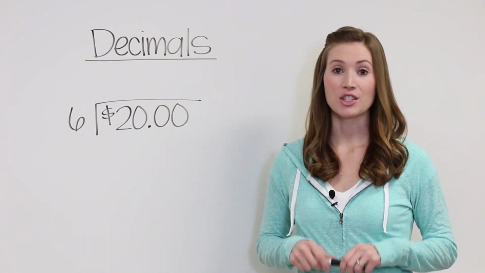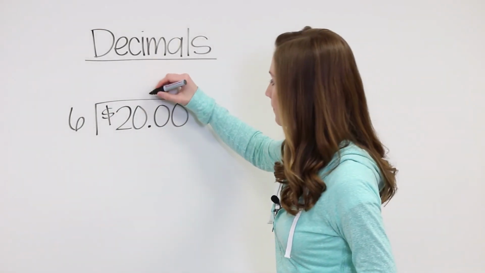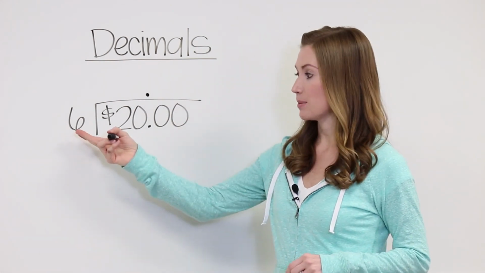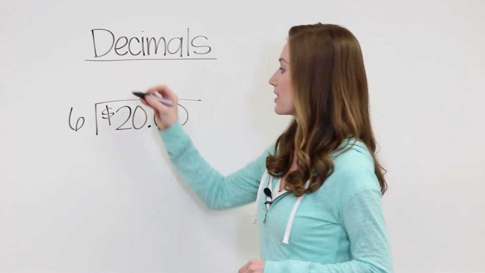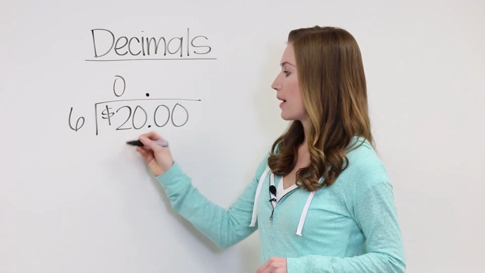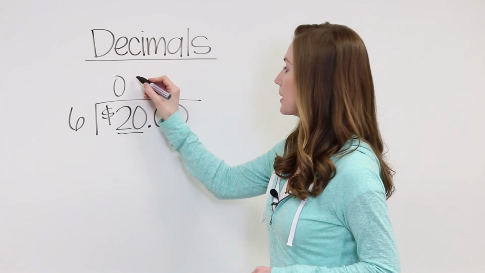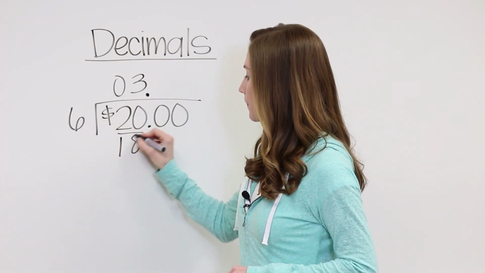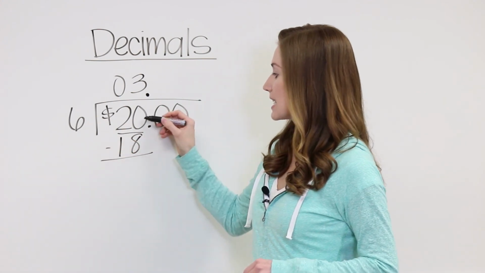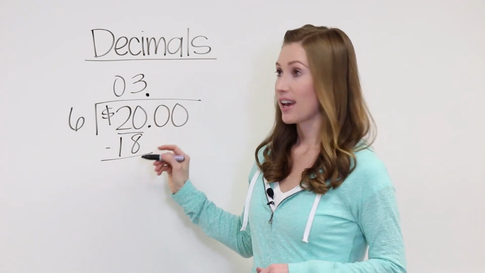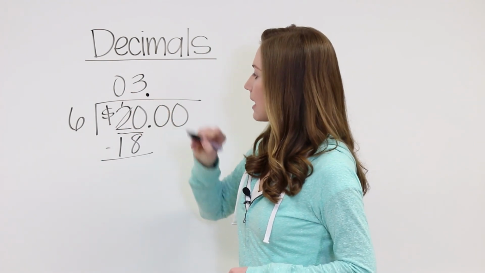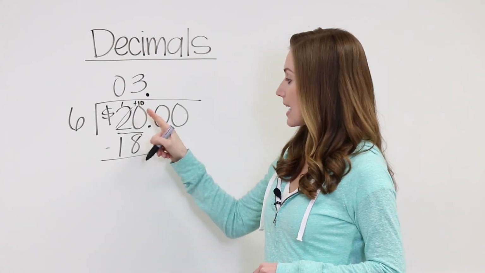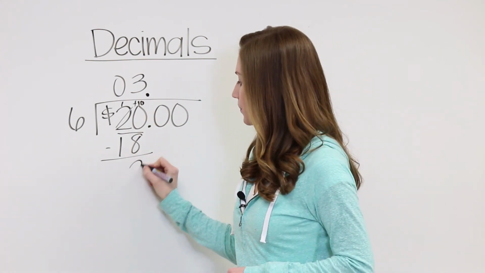Now, the first thing we need to do is bring up our decimal point. Then we're going to divide as usual. How many times will 6 go into 2? 0. What about into 20? 3 times. 3 times 6 is 18. We'll subtract 0 minus 8. We can't do that, so we need to borrow from our 2. That becomes a 1, and we add 10 to our 0. 10 minus 8 is 2.